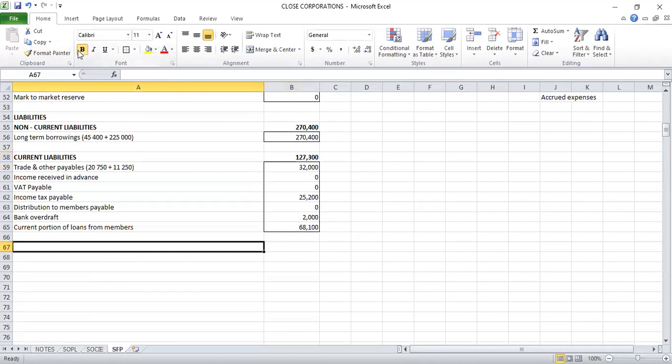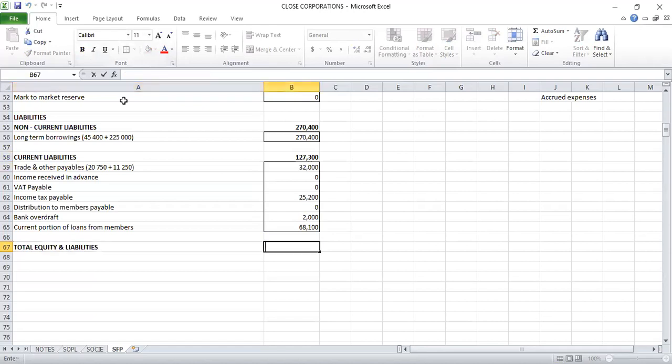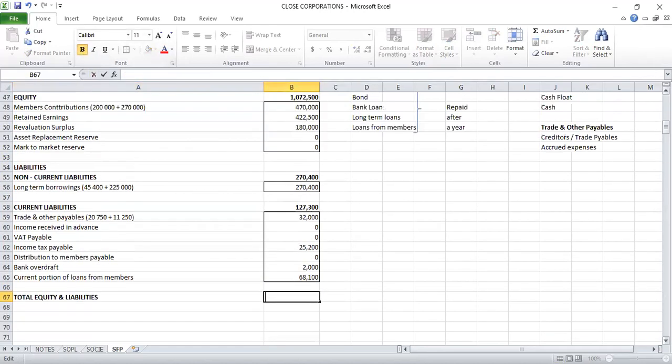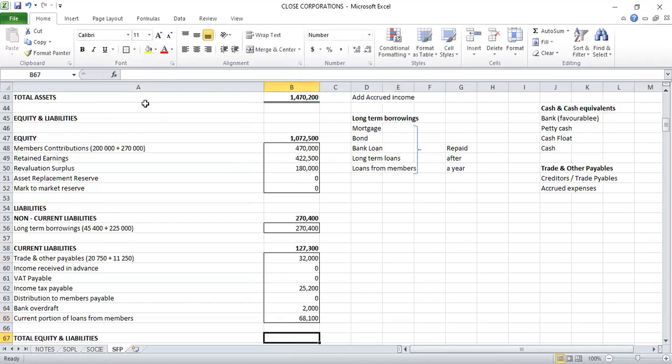Then we'll have our total equity and liabilities. You add your equity, your non-current liabilities, and your current liabilities. So we have here our equity, non-current liabilities, plus our current liabilities. So you can see that the total assets are equal to the equity and liabilities, 147,200. They should always be equal. Our total assets should always be equal to the equity plus the total liabilities.